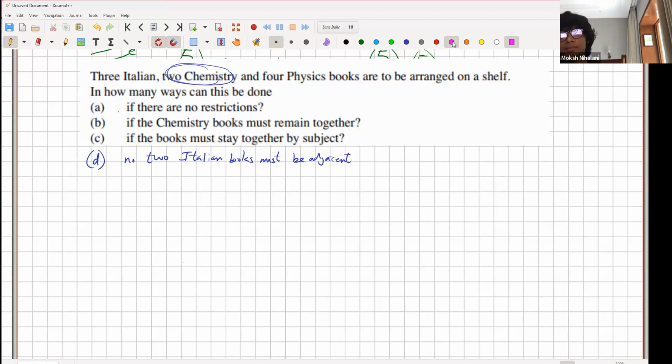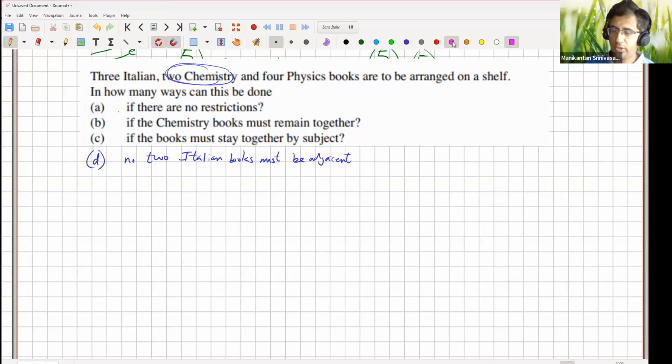Well, I was trying to find how many scenarios there are if no 2 Italian books must be adjacent. That's the question. So why not we take all possible scenarios, the answer to option A, and subtract all scenarios where Italian books are adjacent. It's slightly inefficient, but yeah.